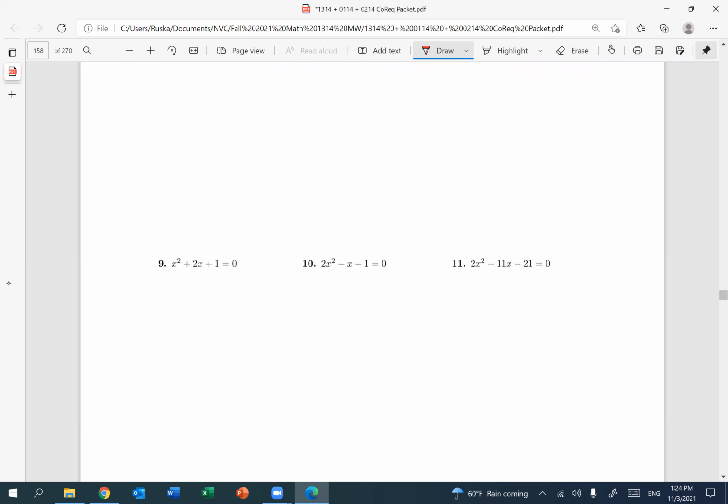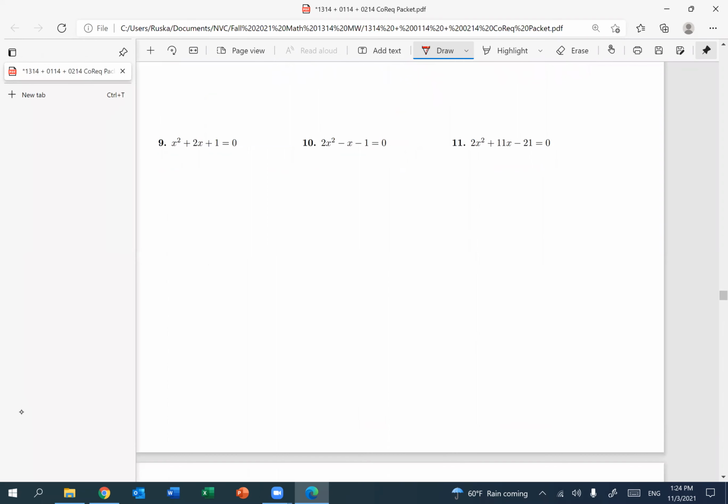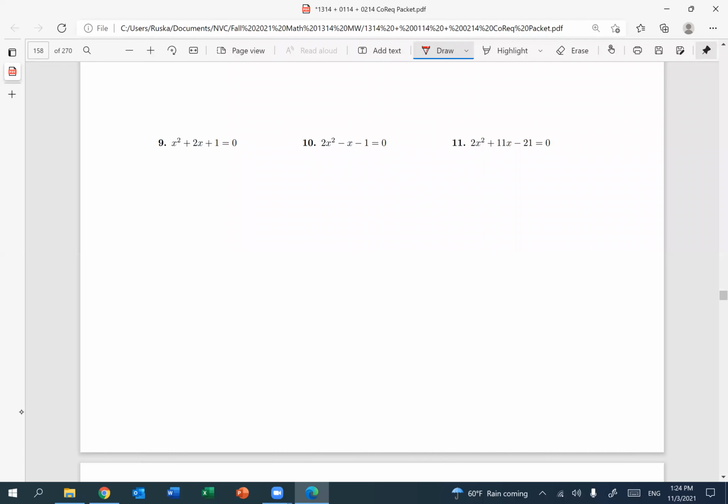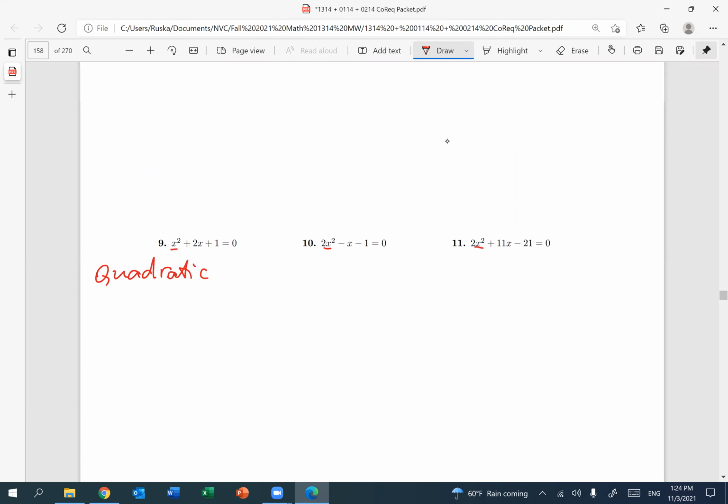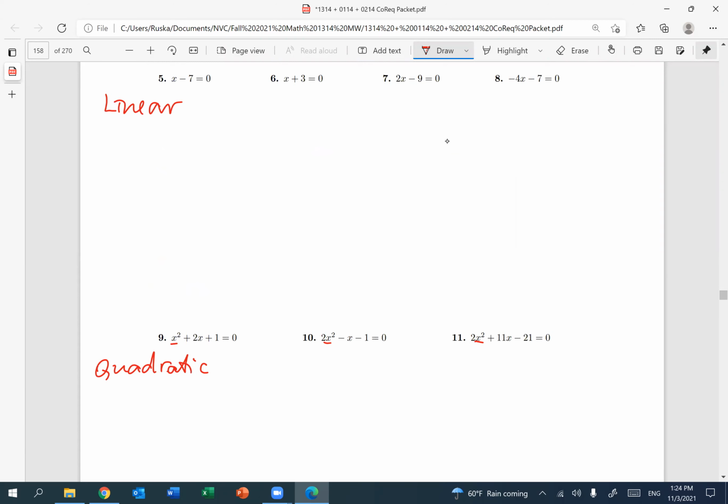So all of these 5, 6, 7, 8, they're linear. And the rest of them down here, they're quadratic, right? So all these are x squared, x squared, x squared. So these are quadratic. Okay, and I'm going to solve just 1 or 2 of those because you already know how to solve this. Probably just kind of review. So which one do you want me to do for 5, 6, 7, 8? Pick one.